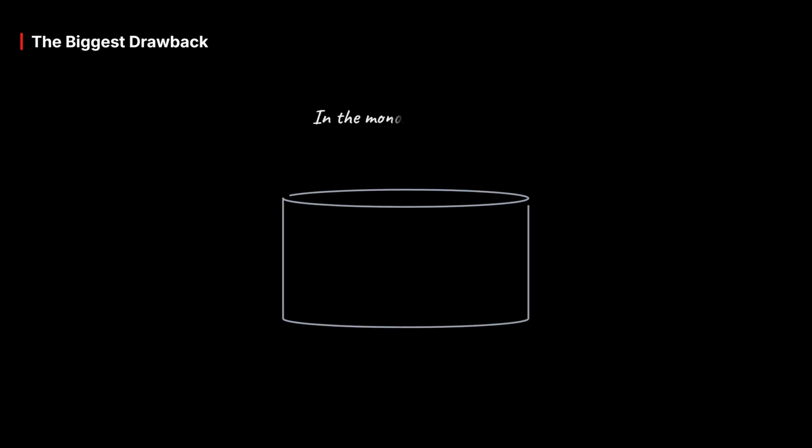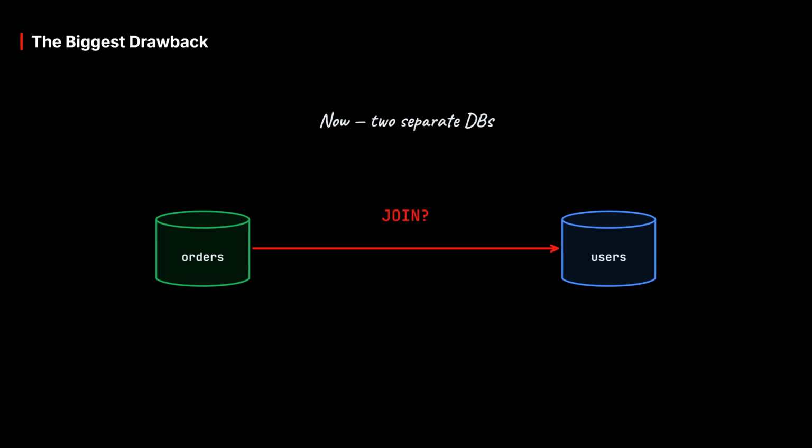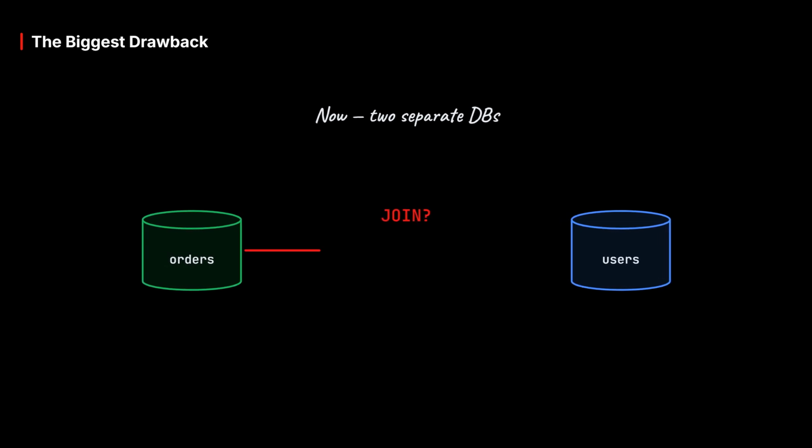Now let us be honest. Because this pattern is not free, and its biggest cost is something that everybody underestimates: joins. In the monolith, joining the data was very easy. Orders and users were sitting in the same database, so you just joined them and moved ahead. But now, these two tables are living in two completely separate databases, which cannot even see each other. So that traditional join, the one you have used your whole career, is simply gone.